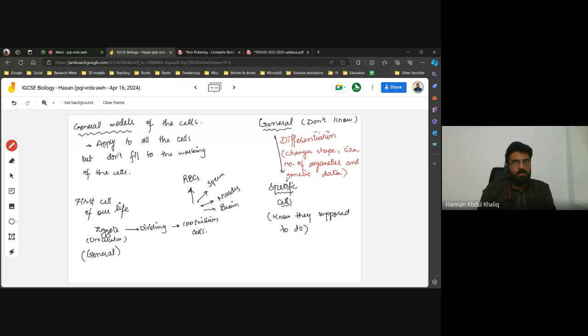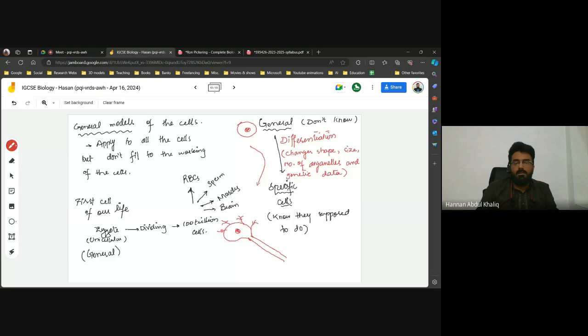Cell changes these things. And once the cell changes these things, it becomes a unique cell. Suppose this is a general cell. It undergoes differentiation, and now it has become a cell that we never imagined it would become.